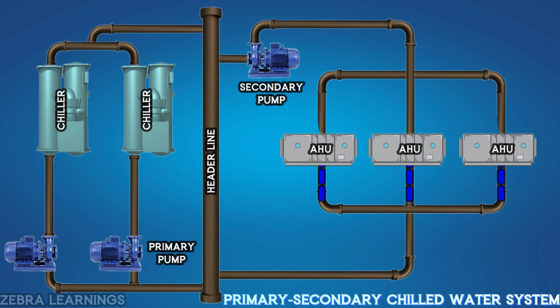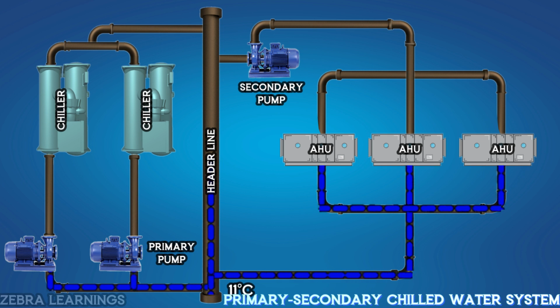Water from the AHU returns to the header line at 11 degrees Celsius. The primary pump sends the water from the header line to the chiller. The primary pump is running at a constant speed, so the chiller can get the constant water flow. The chilled water from the chiller leaves at a temperature of 6 degrees Celsius and goes to the header line. The secondary pump sends the chilled water from the header line to the AHU in the building.